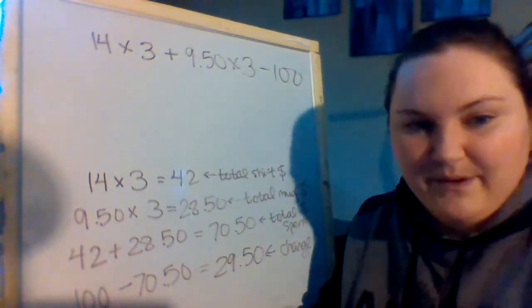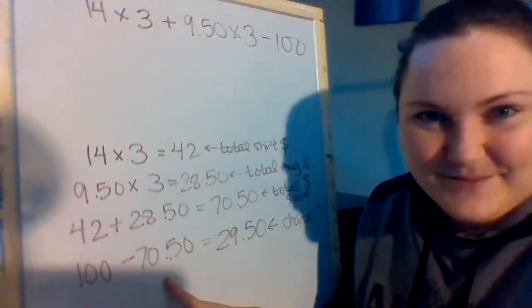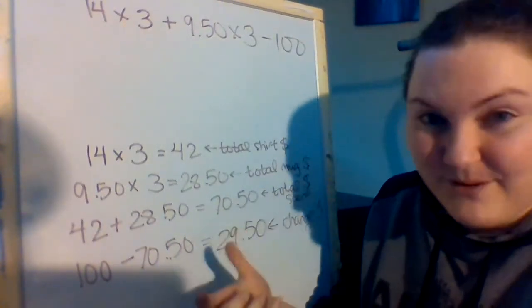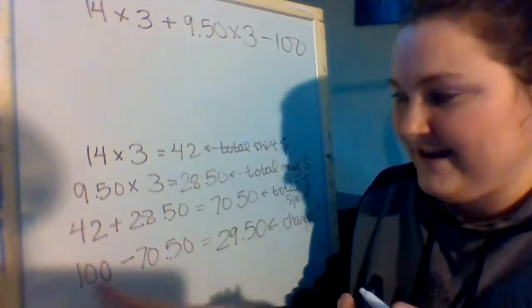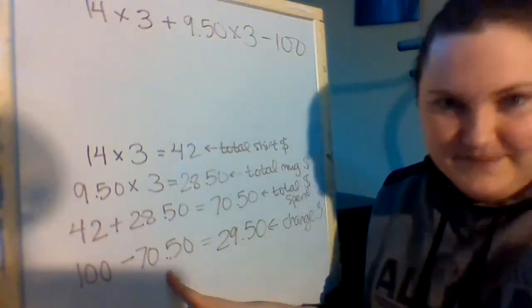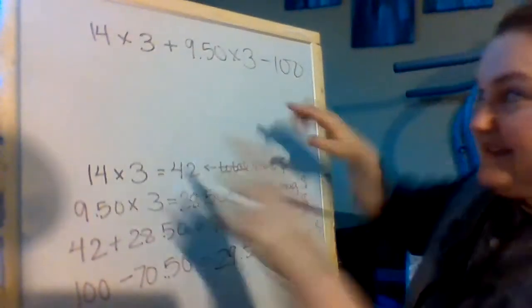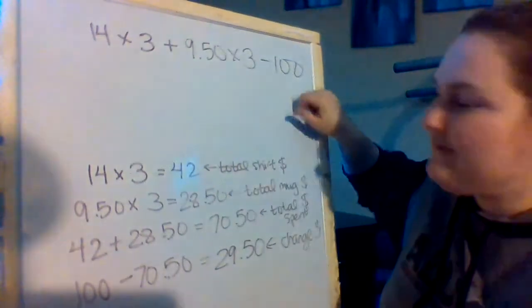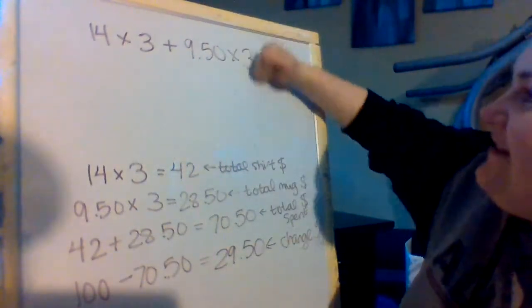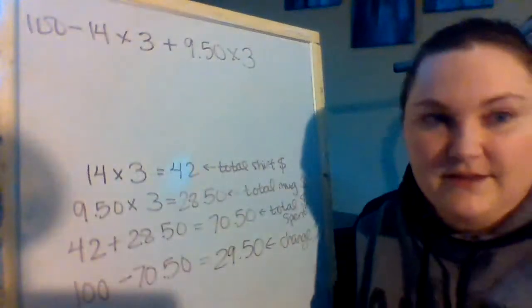Remember earlier when we were writing this subtraction problem, how I said it's really important that you start with the larger number, the money you have, and you take out the money you spend? This is written backwards. This is the money we're spending, and you're taking 100 away from it. So we actually need that minus 100 to go in the front.